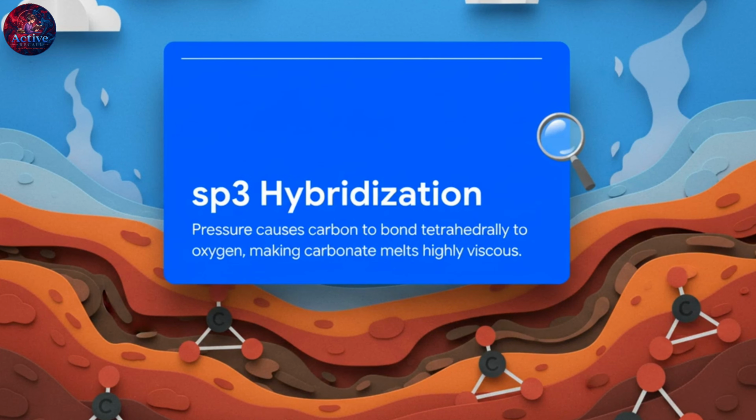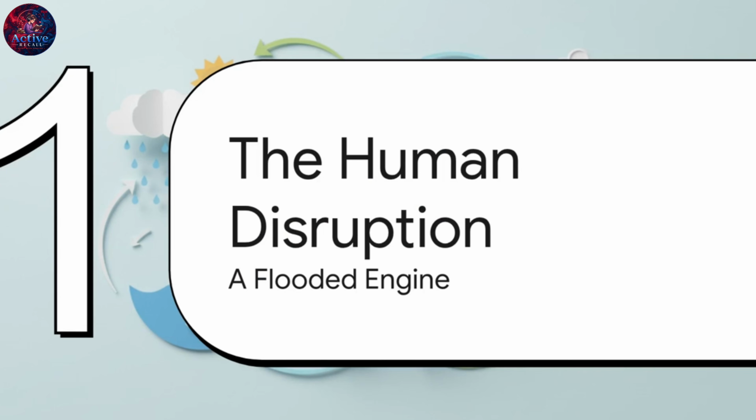Imagine being 1,800 kilometers down. The pressure is so extreme that it physically alters carbon's chemical structure, shifting it to what chemists call sp3 hybridization. Basically, it bonds differently, and that makes the molten rock incredibly thick and viscous. Now, this might just sound like a neat little chemical quirk, but it's massive. It matters because it traps huge, staggering deposits of carbon deep inside the Earth's mantle, keeping it safely locked away from the atmosphere.